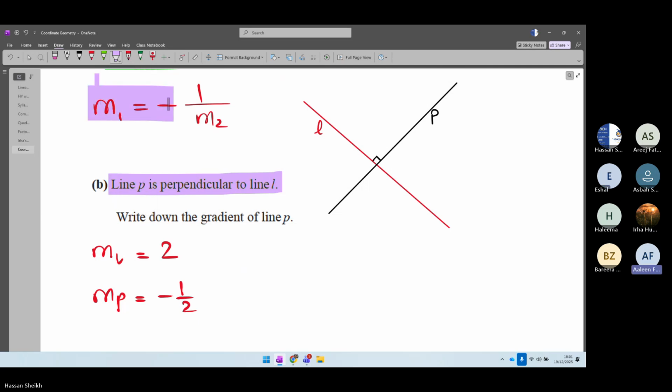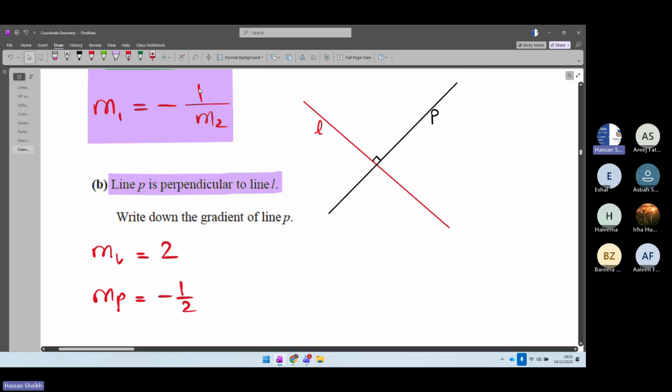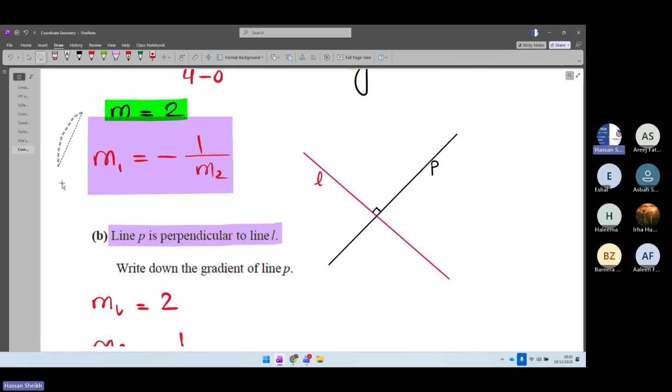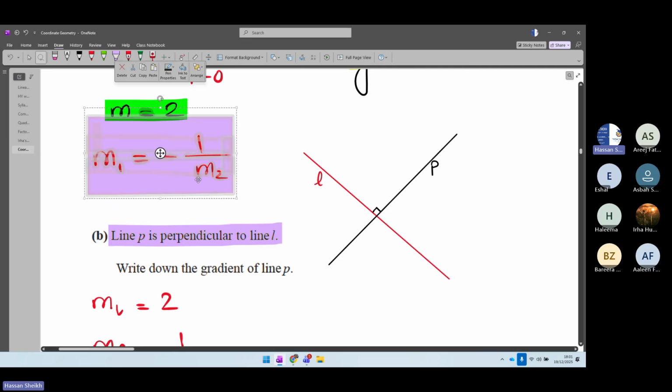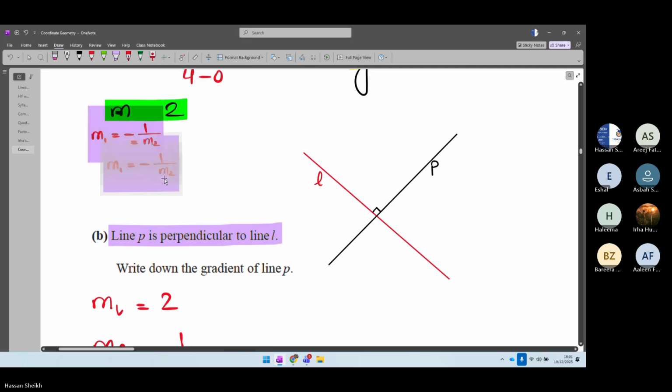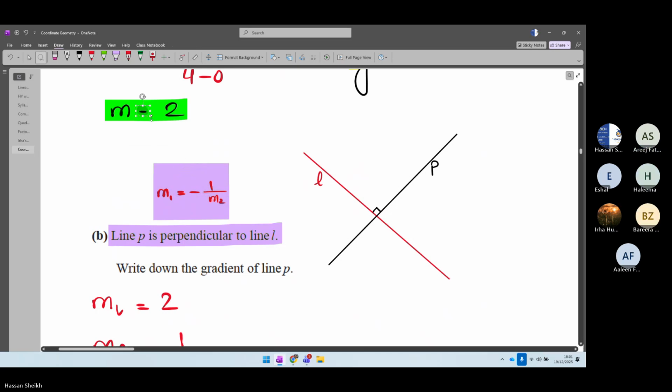Yes. We apply the same thing here. Those lines which are perpendicular to each other, obviously their slopes are negative reciprocals. Yes. So sir, it's like the product of m1 and m2 is -1.